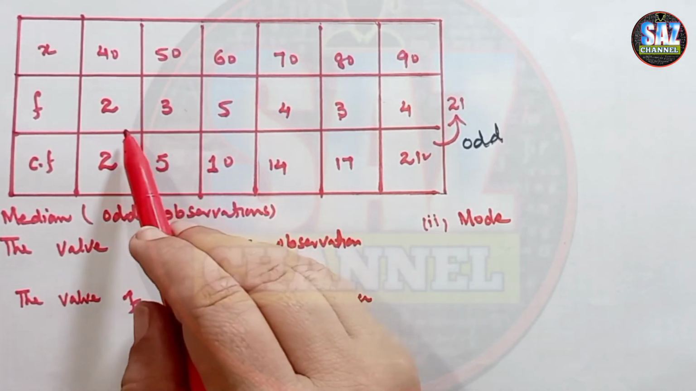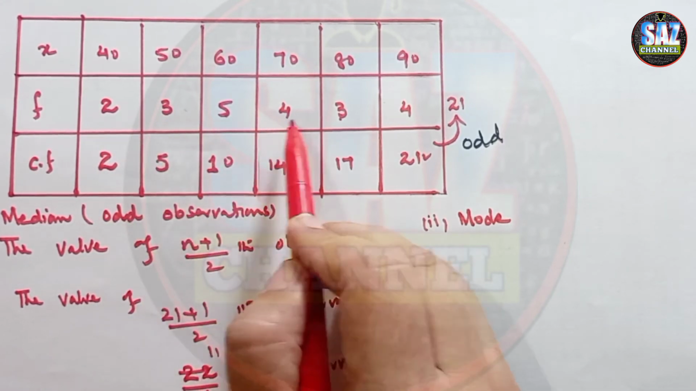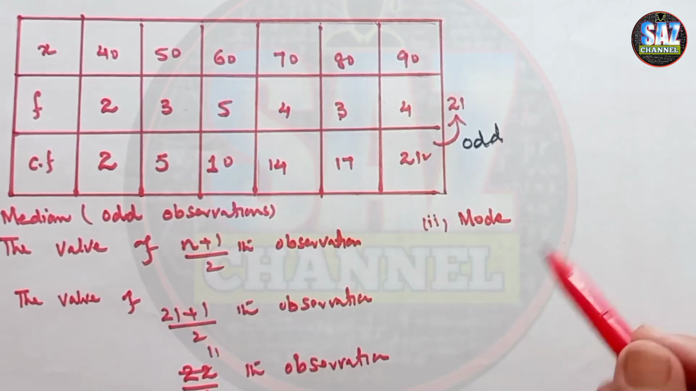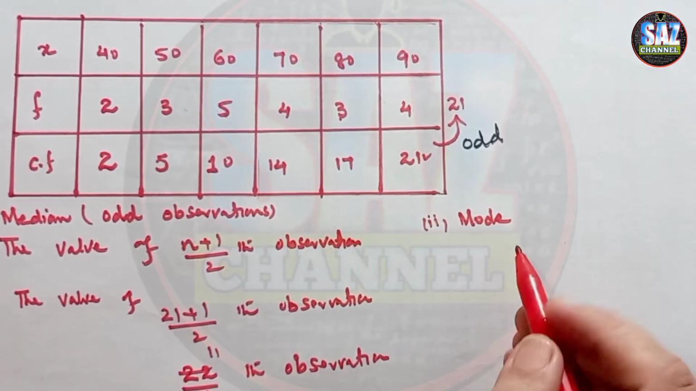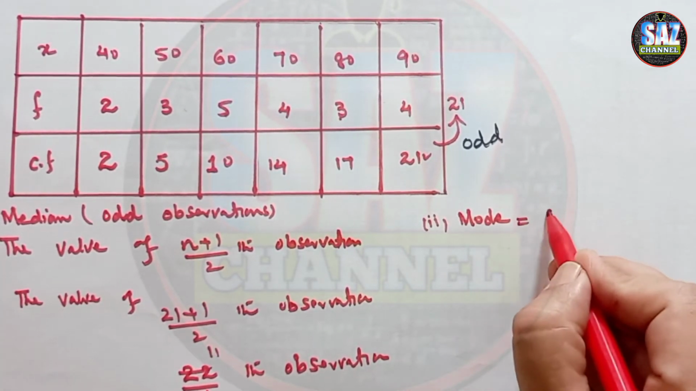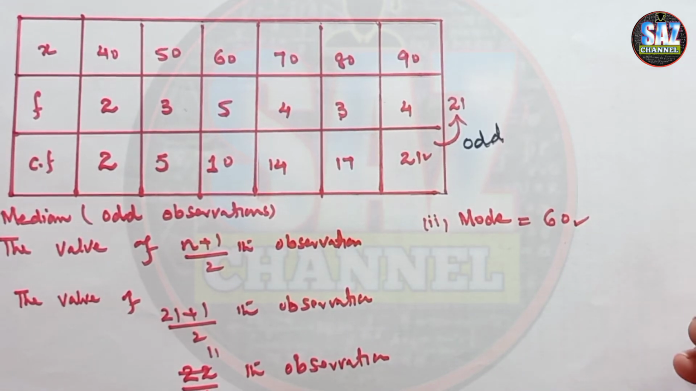Now if you look at the frequency column, we have the frequencies 2, 3, 5, 4, 3 and 4. 5 is the largest frequency, so mode is the value of x in front of the largest frequency. Mode equals 60 for this data. I hope you are clear about the median and mode.